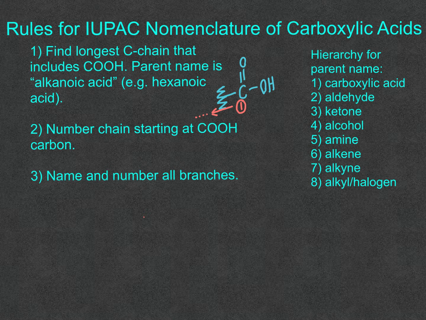The parent name of a carboxylic acid is going to follow the template alkanoic acid, where we just take the name of the corresponding alkane carbon number, such as methane, ethane, propane, etc., and replace the E of the alkane name with -oic acid. So for example, methanoic acid, ethanoic acid, propanoic acid, and so on. So that's going to be our parent name. Carbon number 1 is going to be the carbonyl carbon of the carboxylic acid group. We number from there, finding the longest carbon chain, and then we name and number all the branches as prefixes in the name, much like we have done with the other nomenclature we've worked with so far.